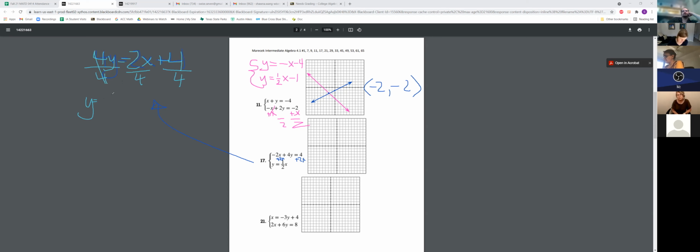So y equals -2x? Or 2 divided by 4. What's 2 over 4? Reducing 2 over 4, what's that? 1/2. There you go. 1/2 x plus, what does the 4 over 4 become? 1.